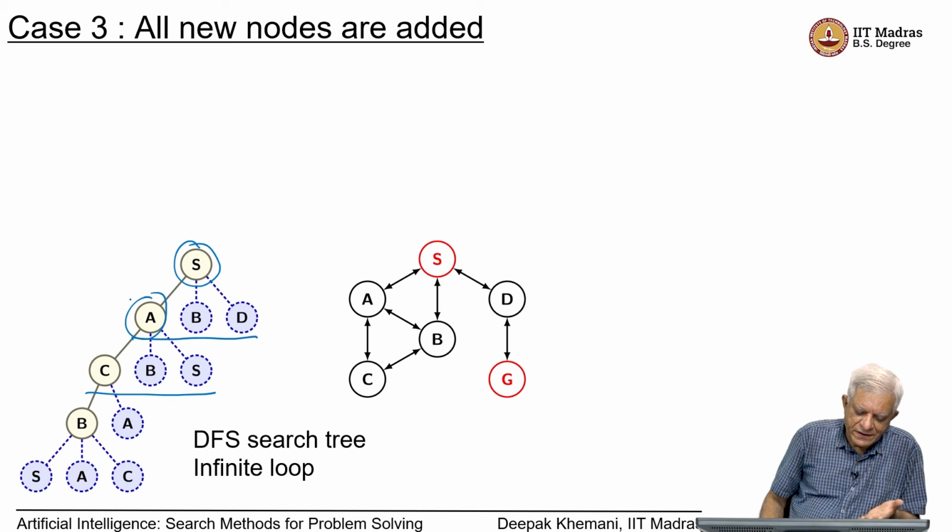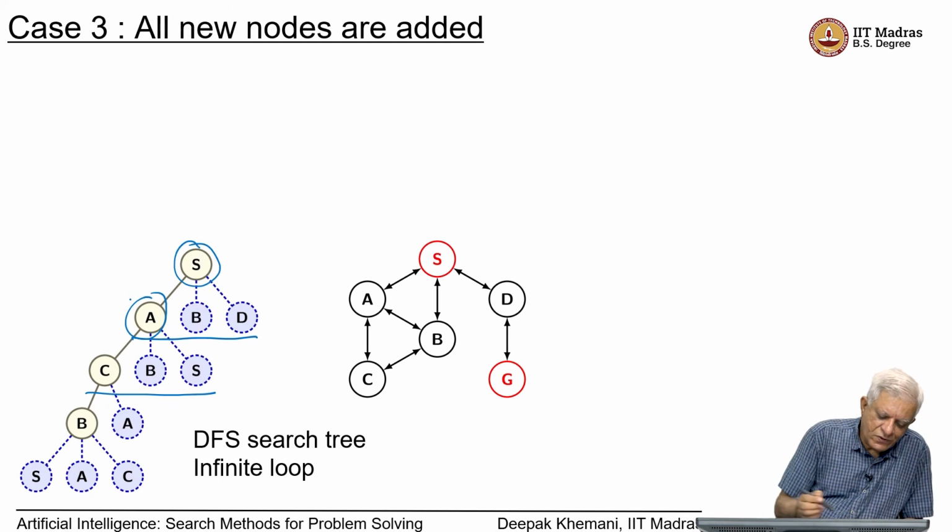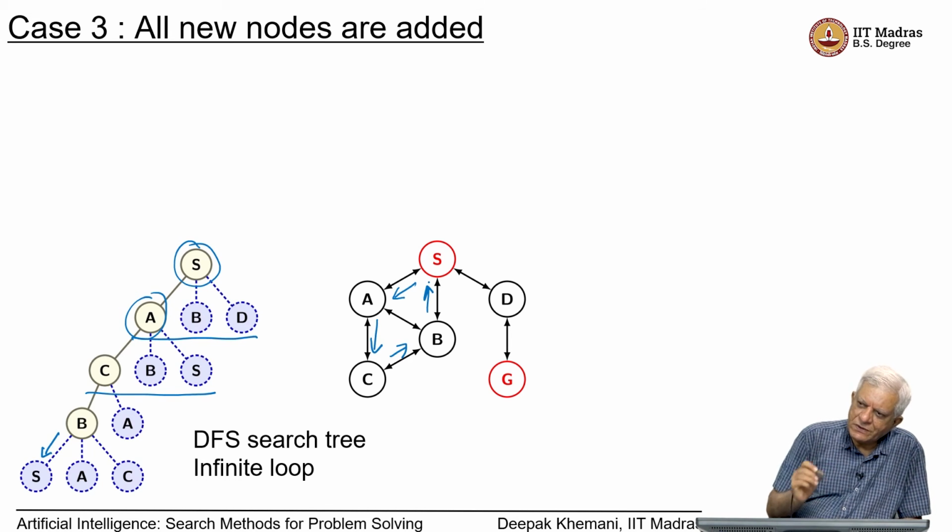C has got 2 children, B and A, it will add both of them, and you can see that it is next going to go to S, because it is allowed to add S to open. This essentially means it started with S, went to A, went to C, went to B, and has gone back to S. So, it has gone into a loop, and it will just keep doing this all over again.